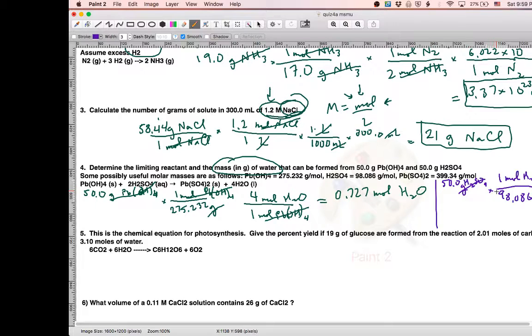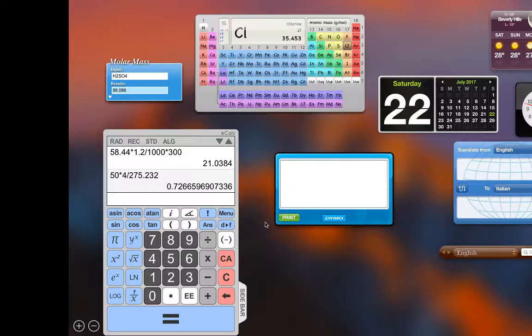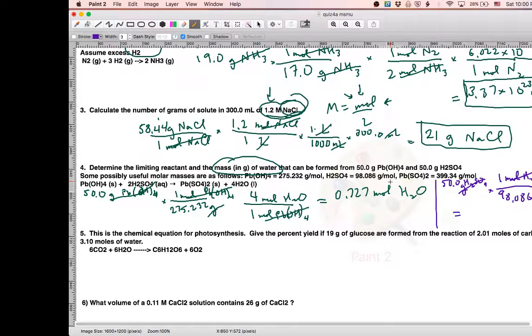Grams and grams cancel. Now we have moles of H2SO4, and there are two moles of H2SO4 that produce four moles of water. So two moles of H2SO4, don't get lazy here, four moles of water. Moles of H2SO4, they cancel. And four moles of water. So 50 divided by 98.086, times 4. 2.04. Is it three significant figures? Yes, 2.04.